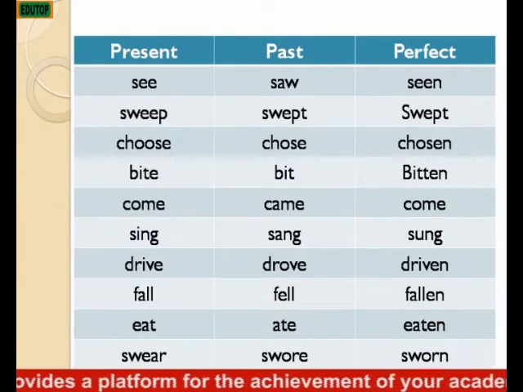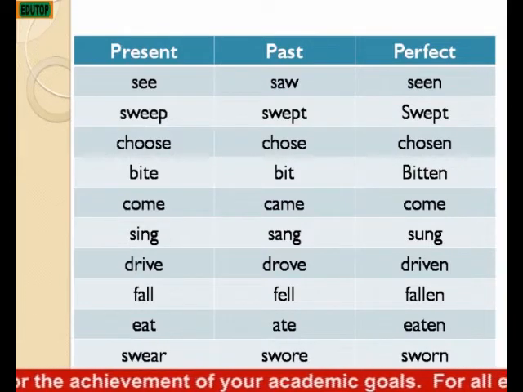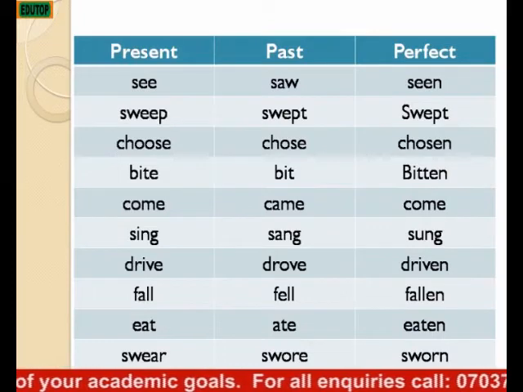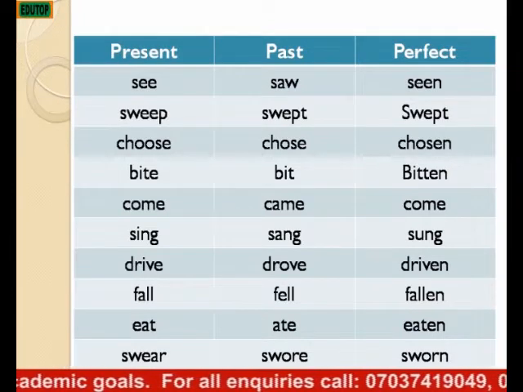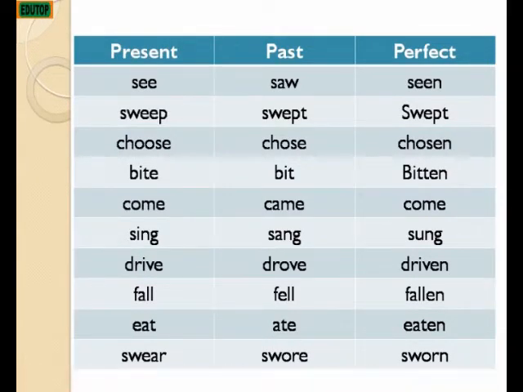Choose is the present form. Chose in the past and chosen as the perfect form. We have bite, beat, beaten. Come, came, come. Sing, sang, sung. Drive, drove, driven. Fall, fell, falling. Eat, ate, eating. Swear, swore, sworn. Looking at these examples, you discover that each of them have different means of changing from present to past and from past to perfect.